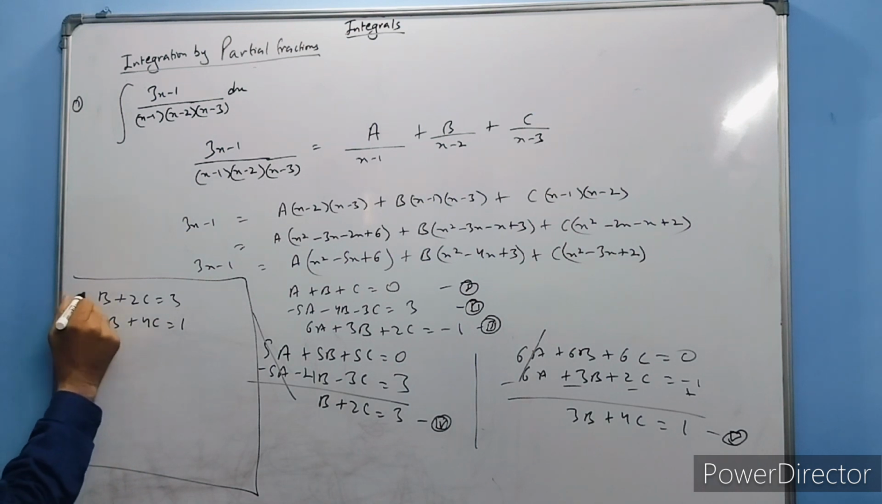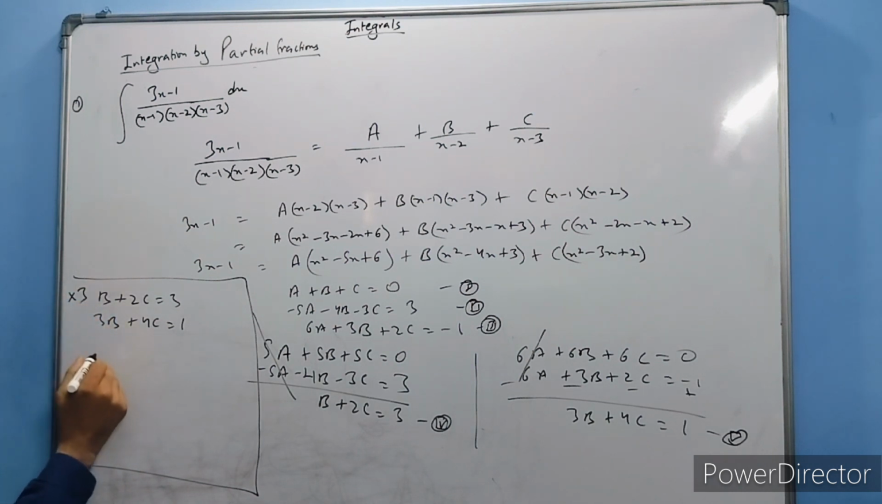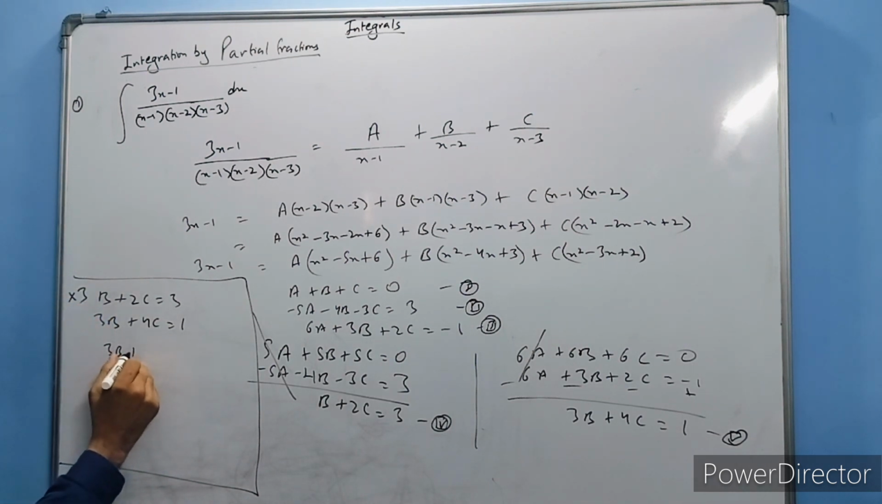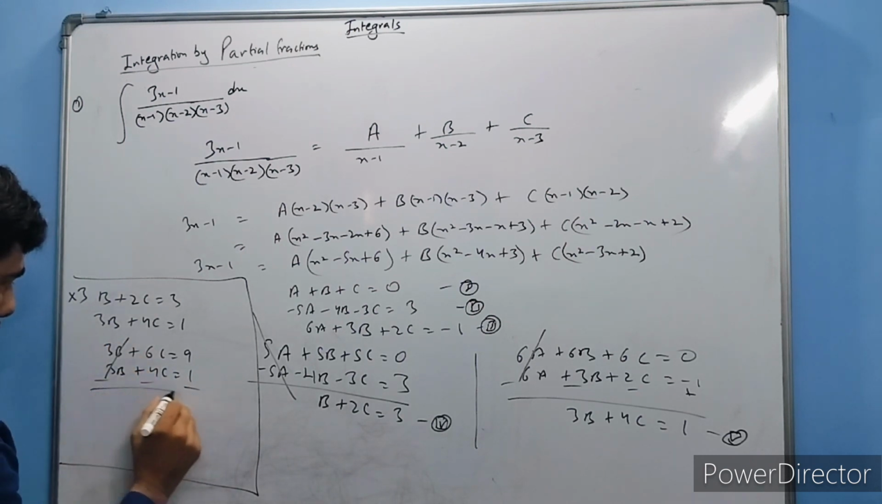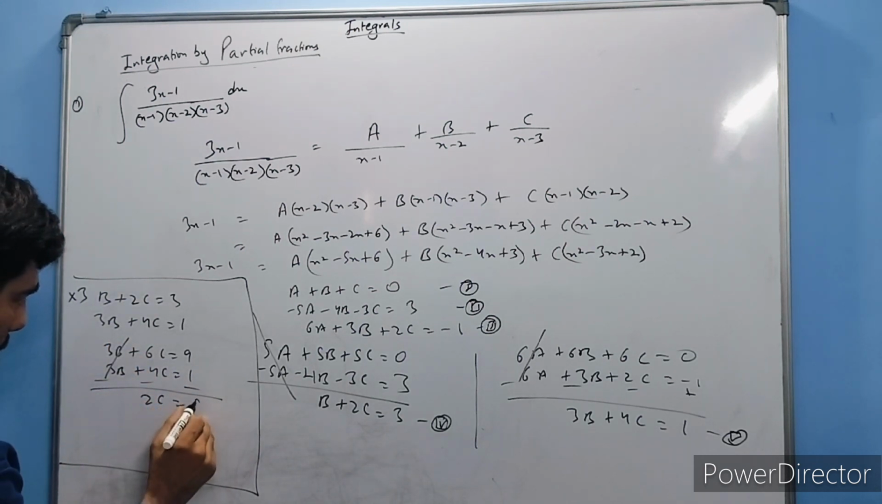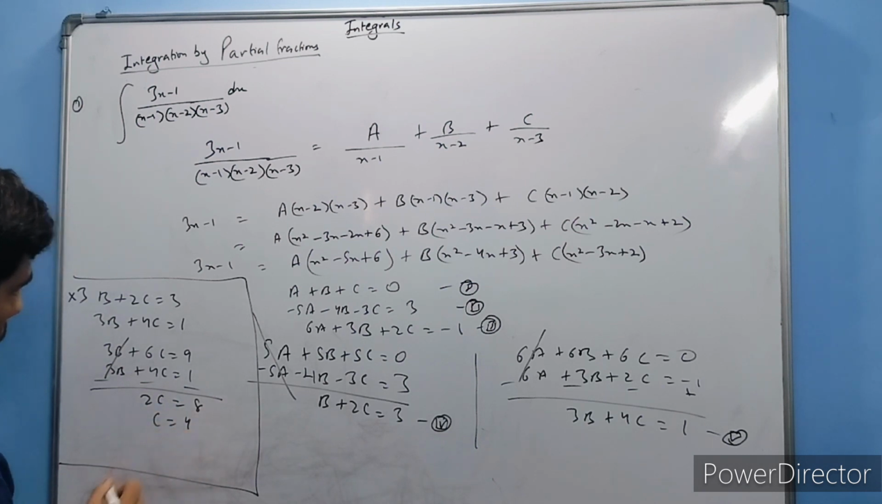What can I do here? Multiply with 3. What will I get? 3b plus 6c is equal to 9, and 3b plus 4c is equal to 1. Subtract it. I got 2c is equal to 8. So I got c is equal to 4.